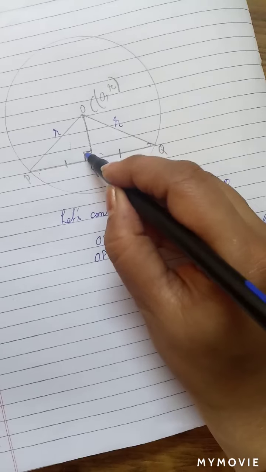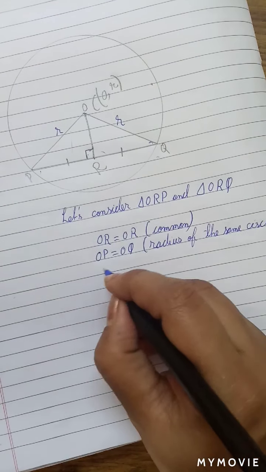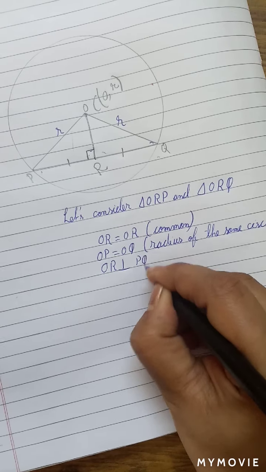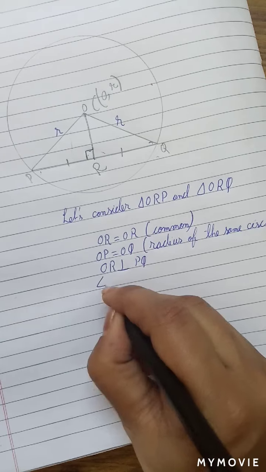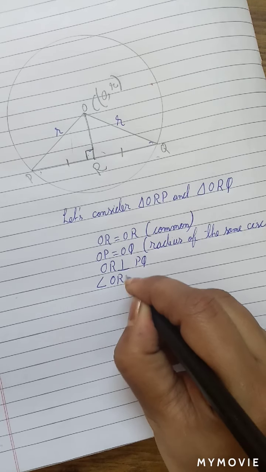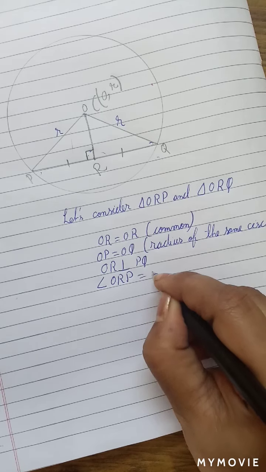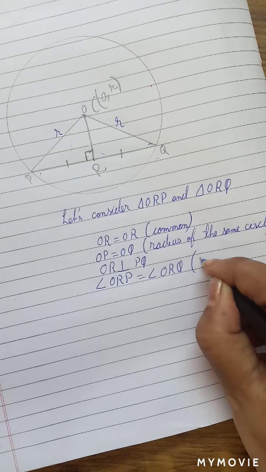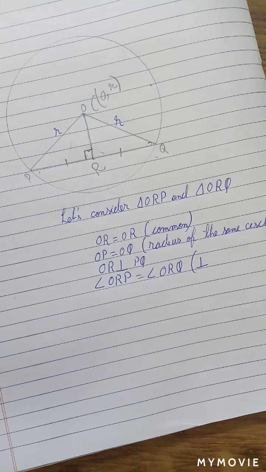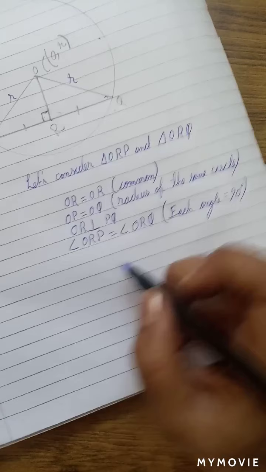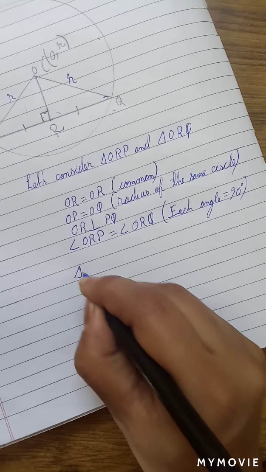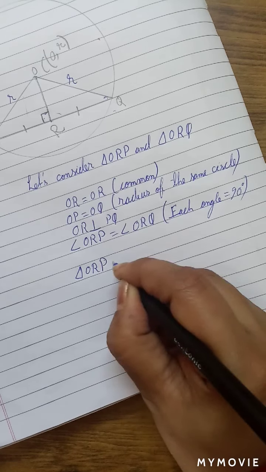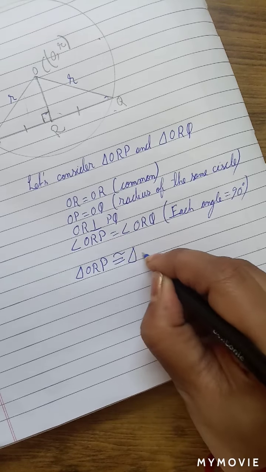And here we drew a perpendicular. We know OR is perpendicular to PQ. Therefore, angle ORP is equal to angle ORQ. So, perpendicular, here each angle is equal to 90 degrees. So, triangle ORP is congruent to triangle ORQ.